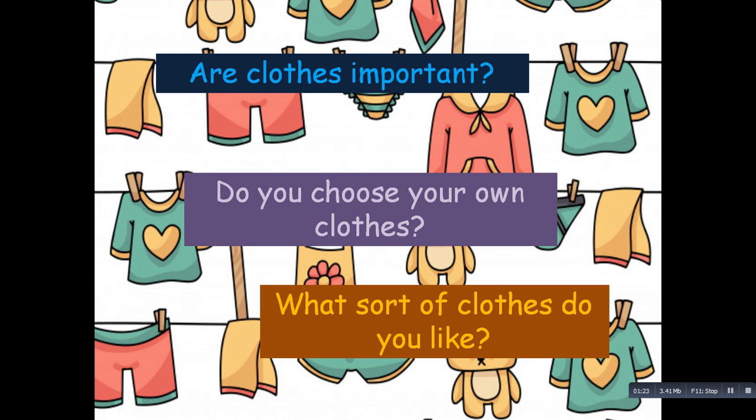Question number 3. What sort of clothes do you like? Kids, when it comes to clothes, there are different types of clothes. There are different types of fashions that you like to follow. From person to person, the fashions of those clothes, the patterns and the designs, all those things differ from person to person, right? So today our lesson is about clothes basically.